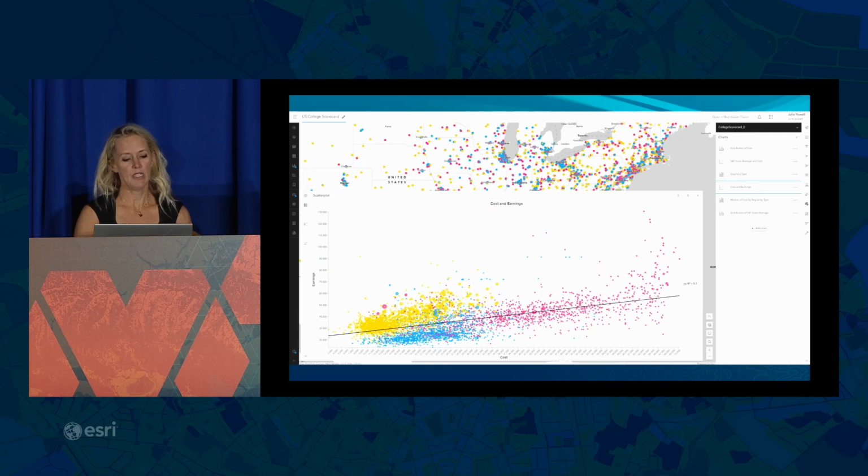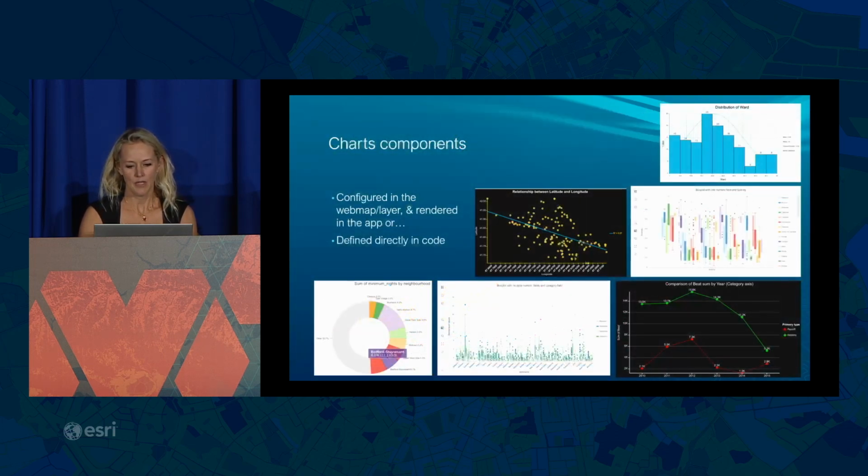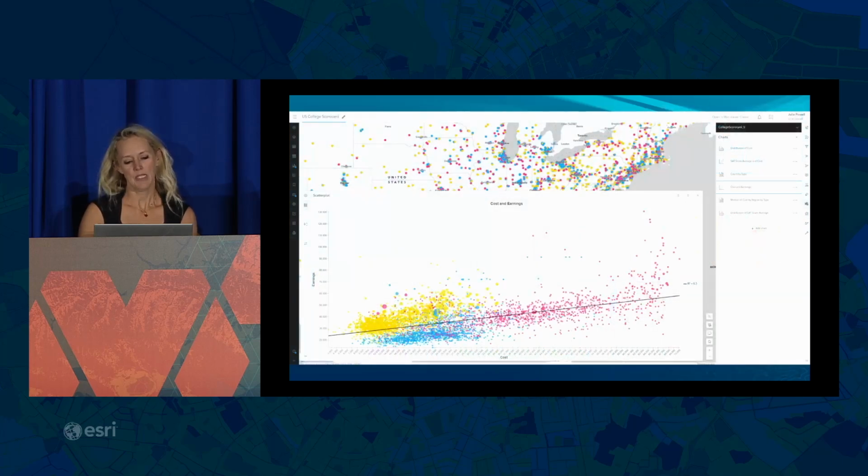So we recently introduced, in the February release, charts, and you saw that in the plenary session. I'm going to do a quick demo to show you what that's all about. This is a look in Map Viewer at how many of you have probably been configuring charts as part of your web map or your feature layers before. That part was already there.